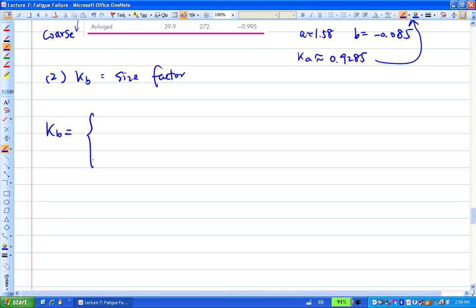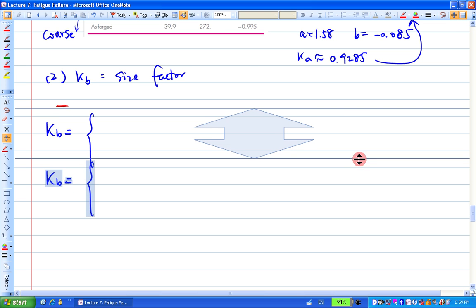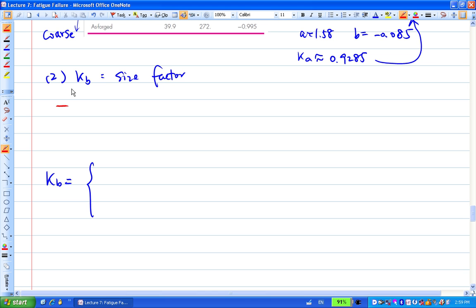There are 2 different formulas for Kb. I need to point out one premise first before I write down this formula. So what I need to write down here is for rotating, for a rotating circular shaft.